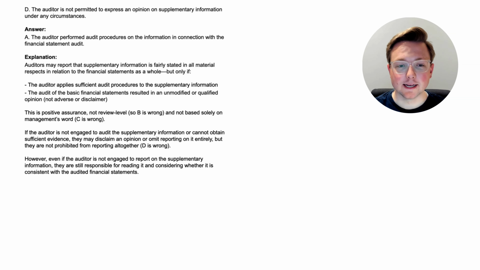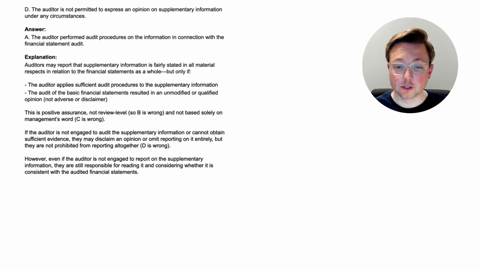All right, here we are at the answer A. The auditor performed audit procedures on the information in connection with the financial statement audit. So let's go through this. Auditors may report that supplementary information is fairly stated in all material respects in relation to the financial statements as a whole, but only if the auditor applies sufficient audit procedures to the supplementary information and the audit of the basic financial statements resulted in an unmodified or qualified opinion, not adverse or a disclaimer of opinion.